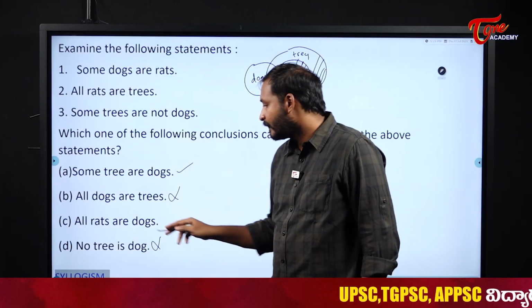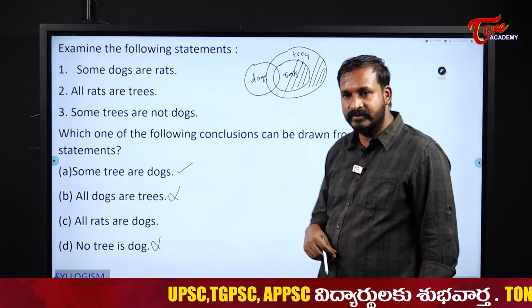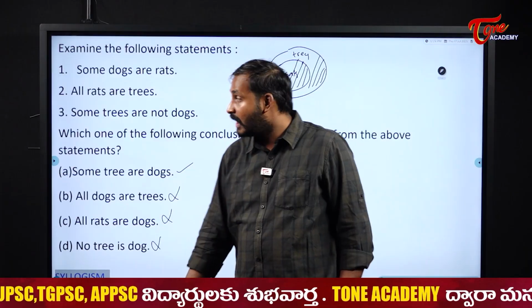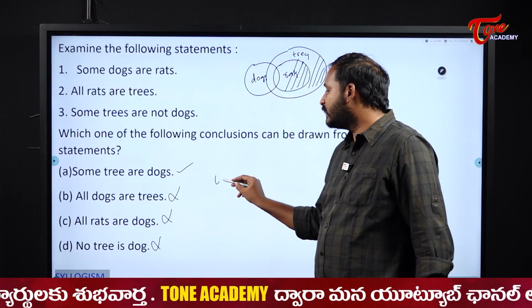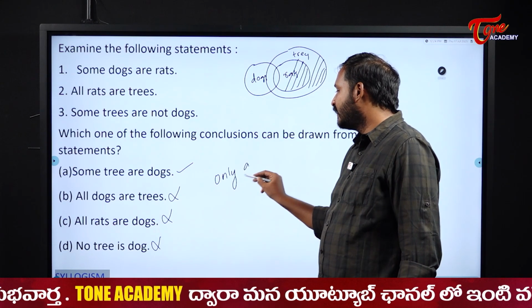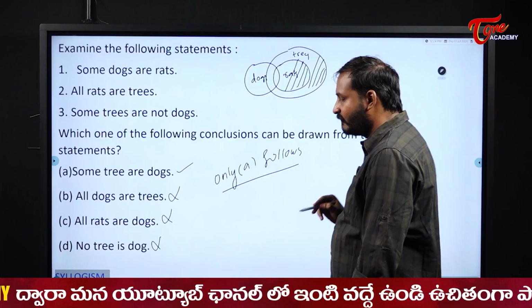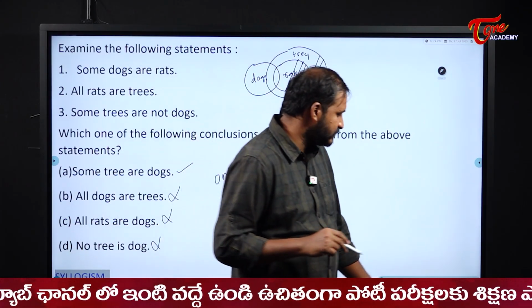Next one. All rats are dogs. If all rats become dogs, is there a possibility? But that is a positive conclusion. We only check in the basic diagram. Are all rats becoming dogs? No. So for me, only A follows here. The others will not follow. Here only A follows the given statements.